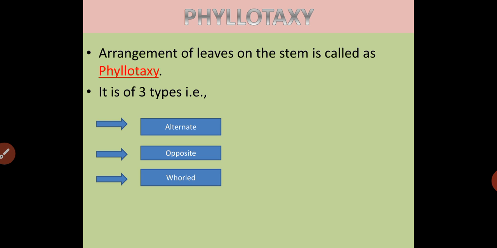Phyllotaxy. Arrangement of leaves on the stem is called phyllotaxy. Here, phyllo refers to leaf and taxy refers to arrangement. It is of three types, that is alternate phyllotaxy, opposite phyllotaxy and whorled phyllotaxy.